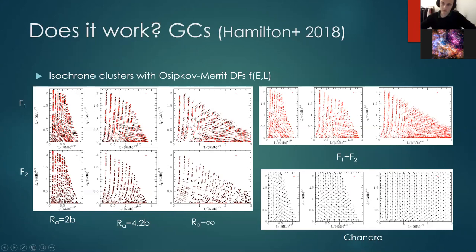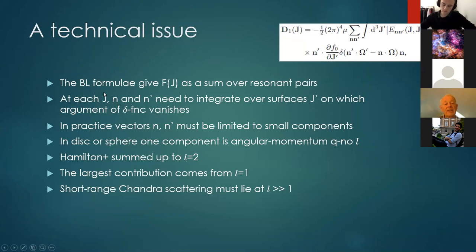And the technical problem is that the Balescu-Lenard formulae I've shown you give F as a sum over resonant pairs, right? So there were these delta functions, n dot omega minus n prime dot omega prime. And when those two frequencies were equal, we got a contribution. In order to compute these diffusion coefficients at every action and for every possible integer component vector, you need to consider other integer component vectors and search for, and integrate over, surfaces of J prime where this resonant condition will be satisfied. So the argument of the delta function vanishes, and by integrating over that surface, you get a contribution.